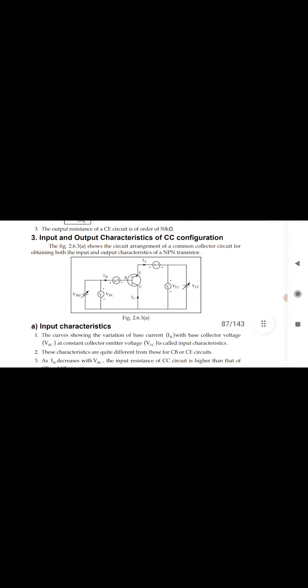Similarly, the common collector configuration. Here, the collector is connected to ground, which is common to the input side as well as the output side, and the emitter is taken as the output terminal, the base is the input terminal.